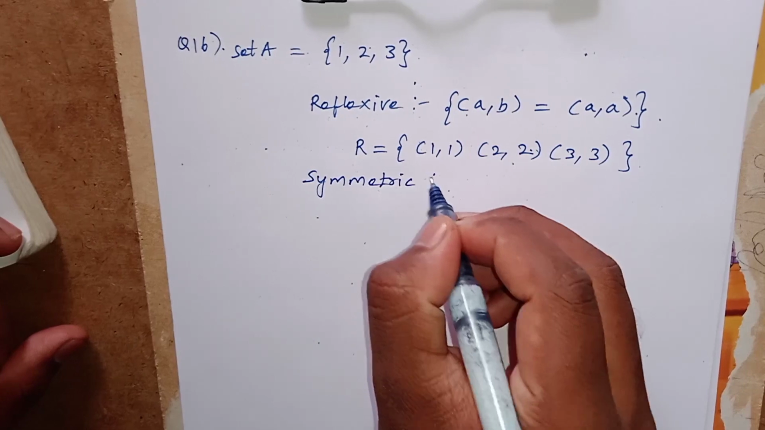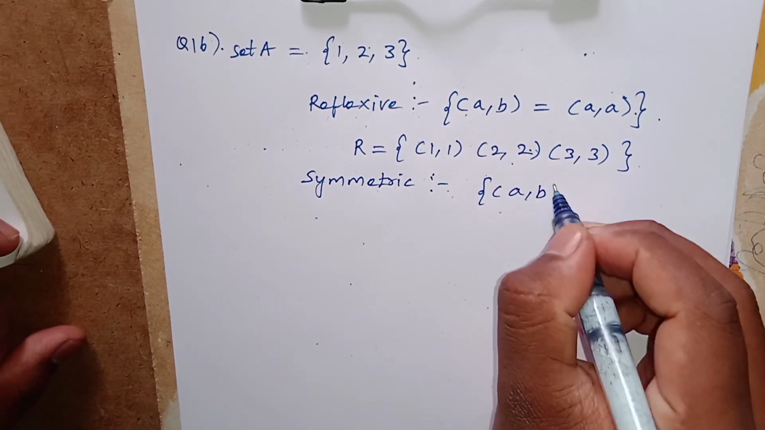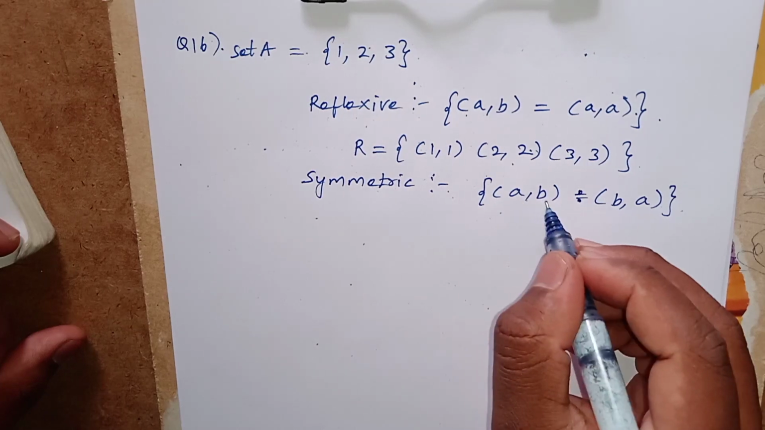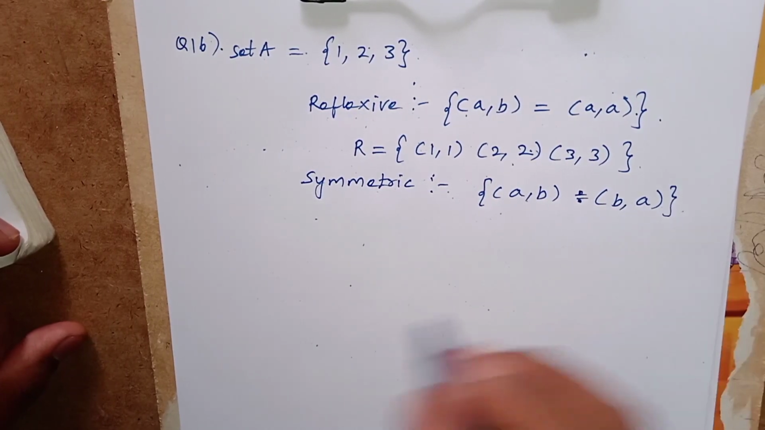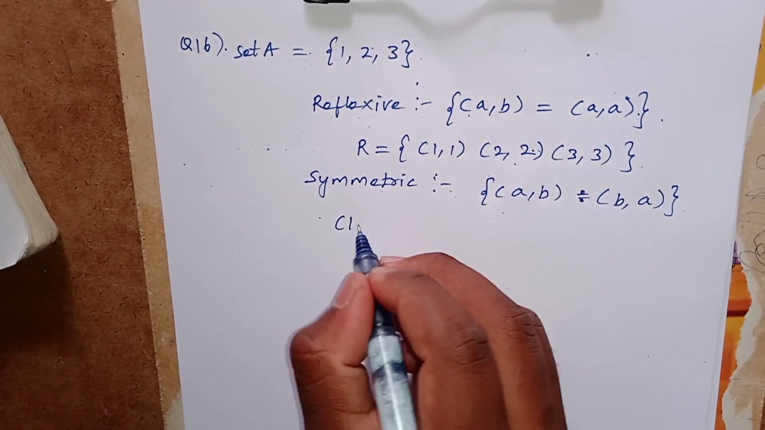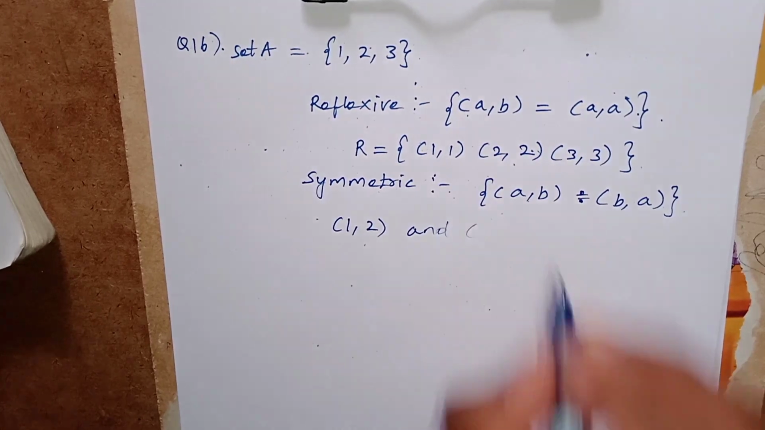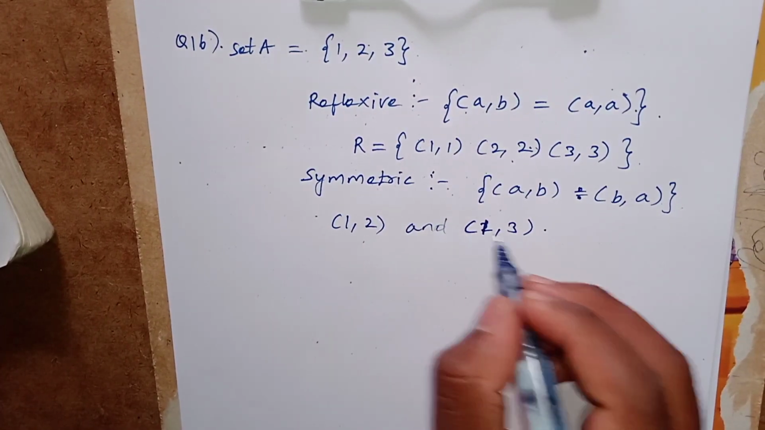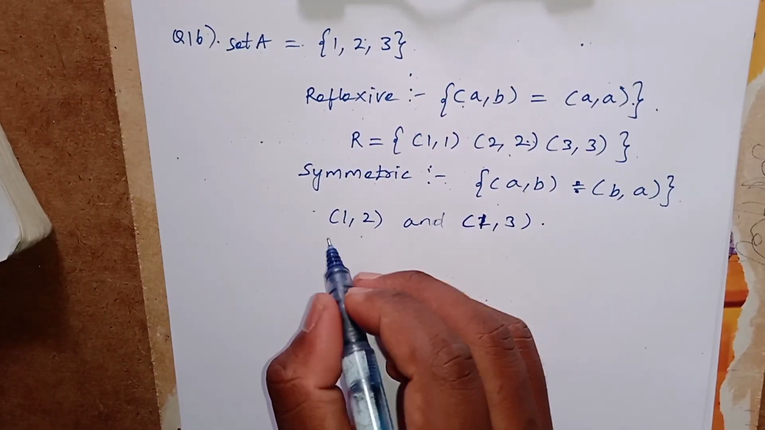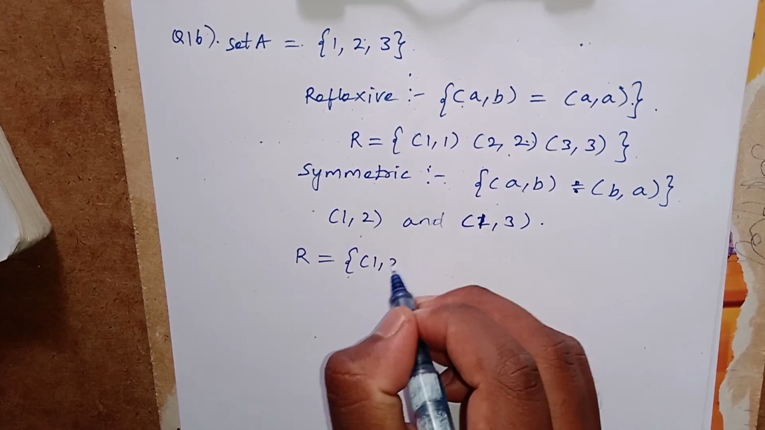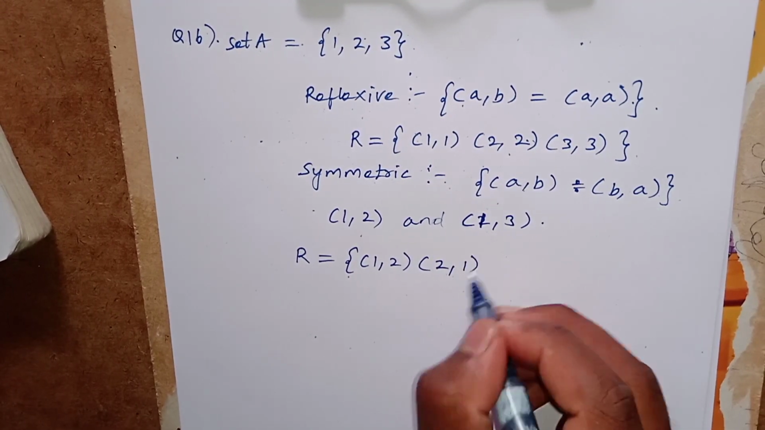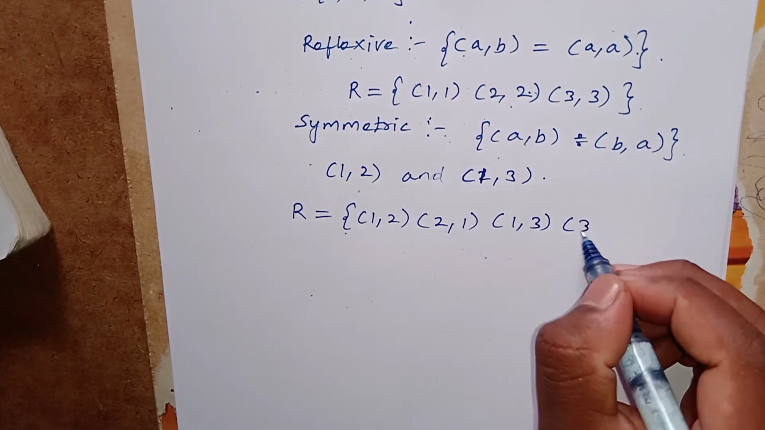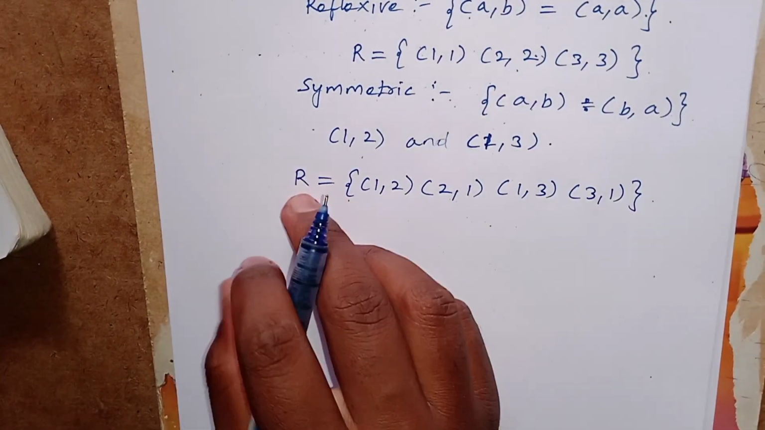For symmetric, (a, b) should have its inverse (b, a). Here (1, 2) and (1, 3) are given. Therefore R contains (1, 2), which becomes (2, 1), and (1, 3), whose inverse is (3, 1). Therefore it is symmetric.